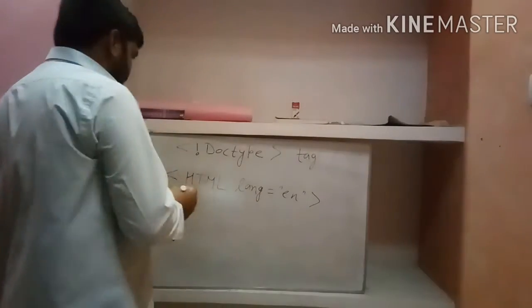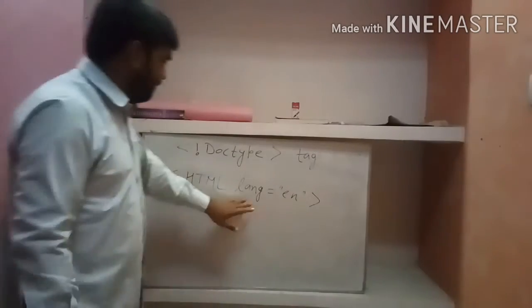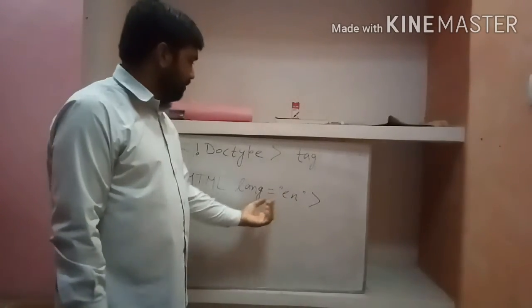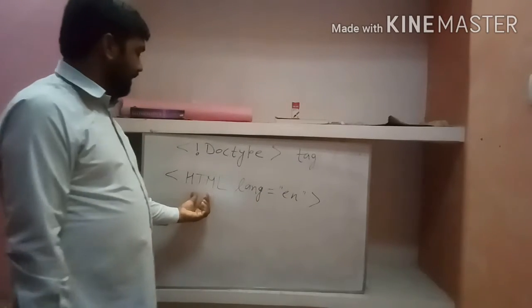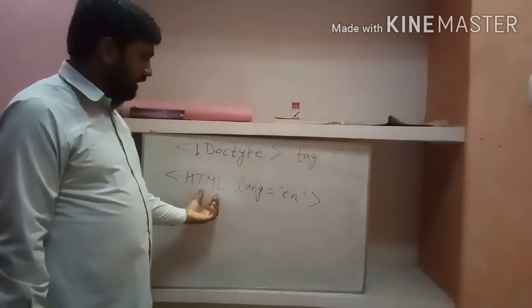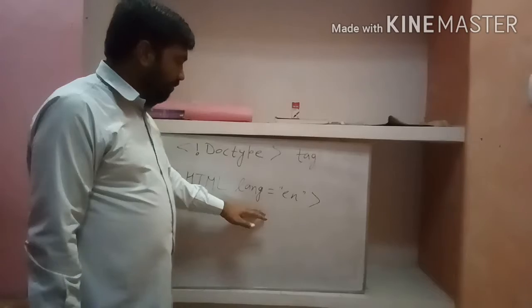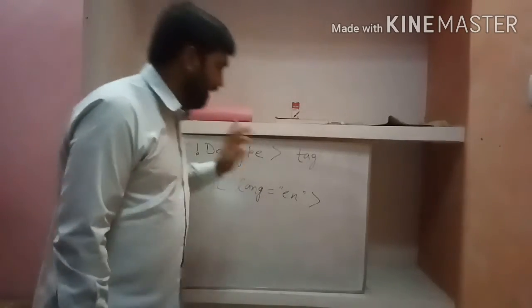So this is the HTML tag. This lang is an attribute value pair. This is the value of the language attribute, and an attribute is a property of the element tag. So language is the property for this HTML tag, and it gives the information to the browser that the code for the HTML is written in the English language.